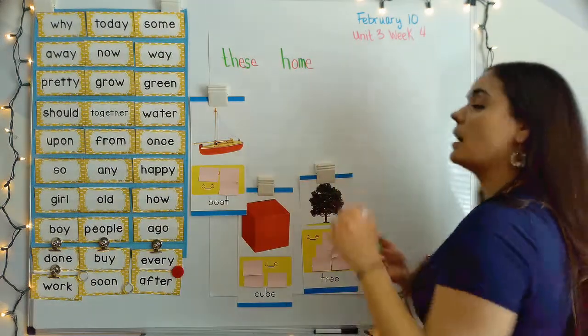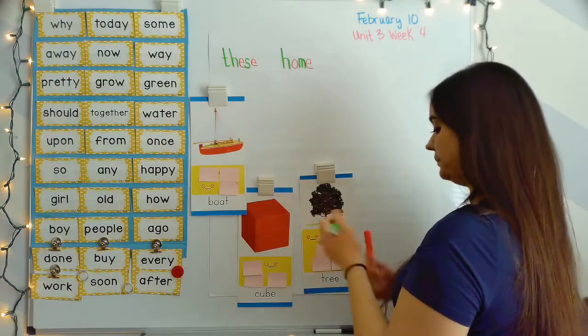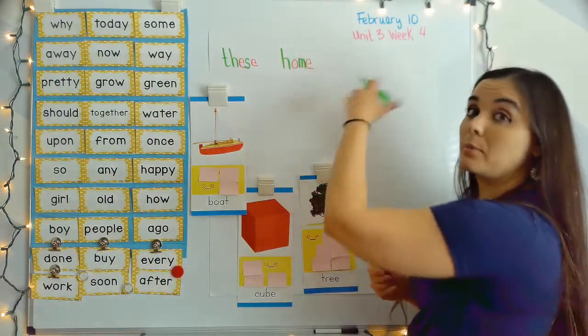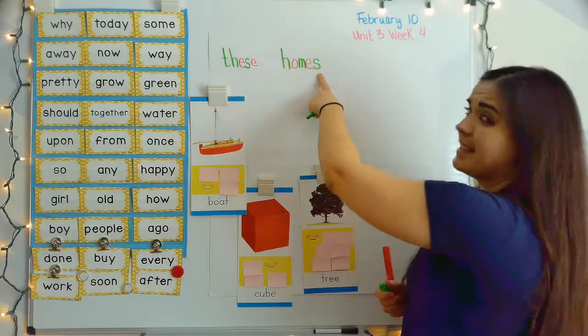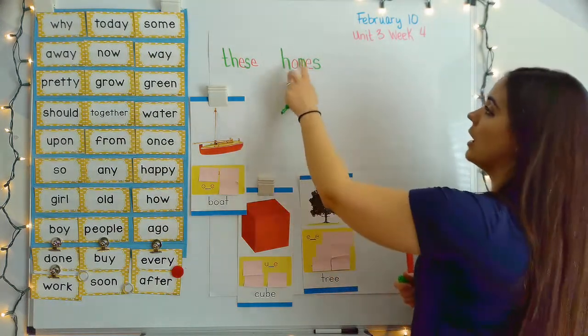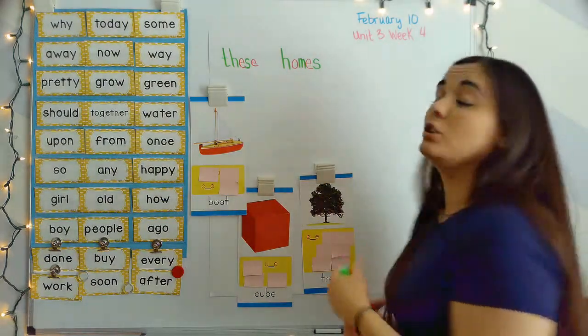So the word was homes. So that means more than one home. So in order to make that plural, we add an S. And of course, when you blend it, you have to say that S. Otherwise, it's not the word. Homes. Homes.